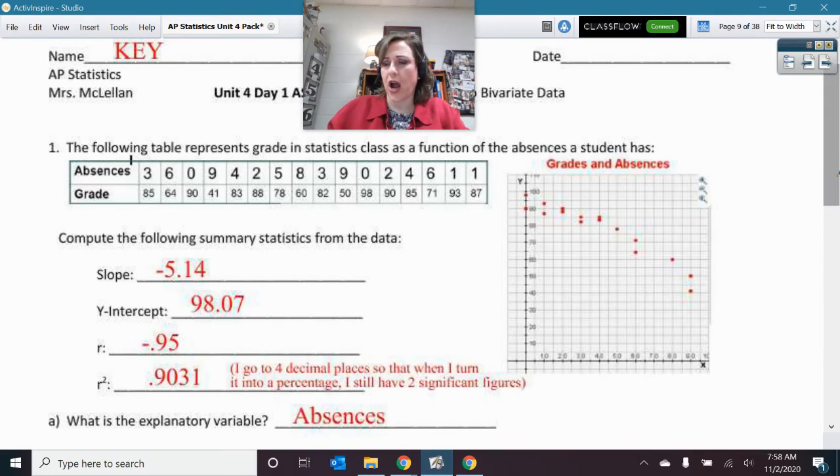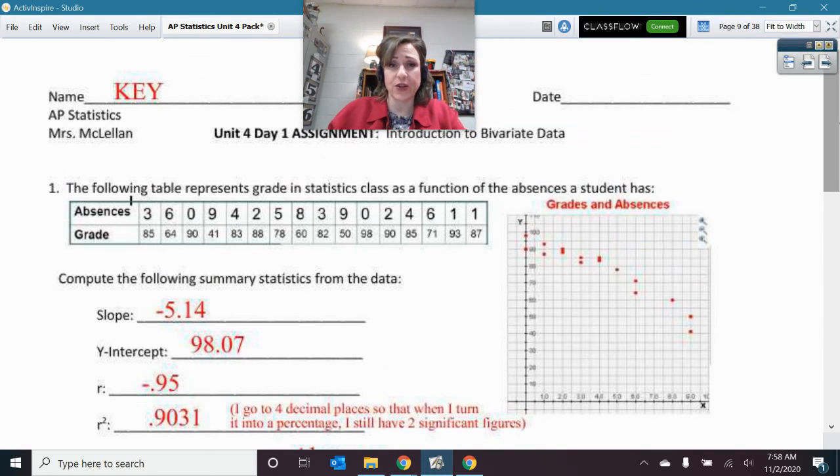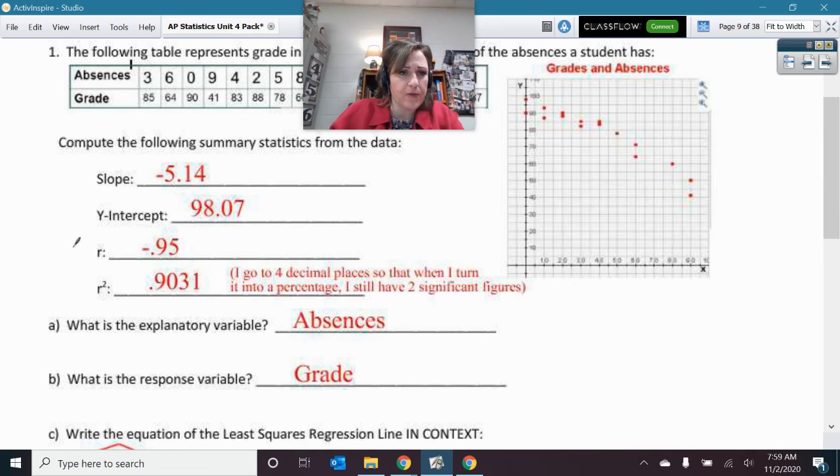All right, let's go over our homework and see how you did on your introduction to bivariate data. So here I put this into my calculator. I did stat calc LinReg, got a slope of negative 5.14, y-intercept 98.07, and r. You have to be careful on this. I think r squared shows up first in the calculator. So just make sure you get that correct.